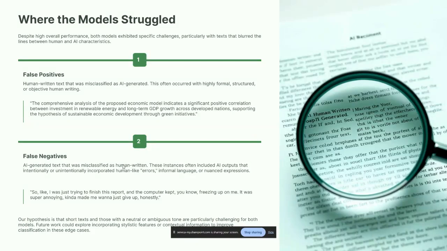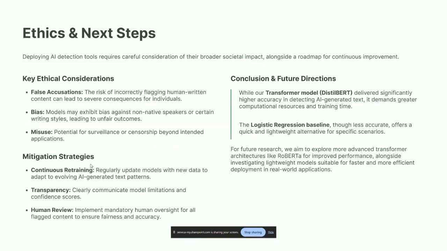Now, let's look at the ethical considerations and conclusion. While my results are promising, we must be careful about the ethical implications. There's a risk of false accusation, especially against non-native English speakers whose writing style may trigger false positives. There's also potential misuse of such a tool for surveillance or censorship. On the other hand, it can benefit academic honesty and reduce misinformation when used responsibly. I recommend that such systems be transparent, continuously retrained, and always paired with human review.